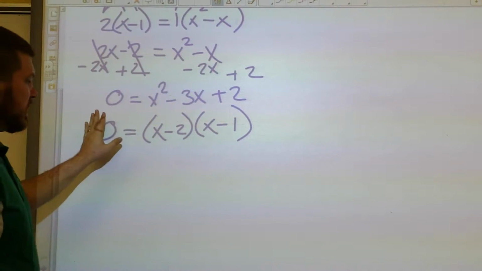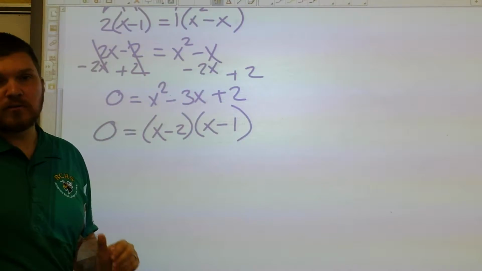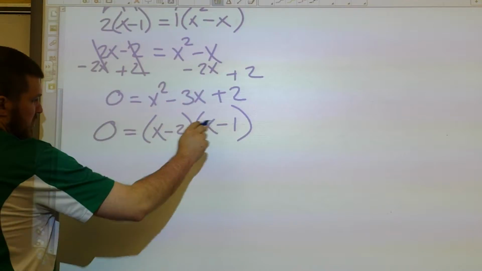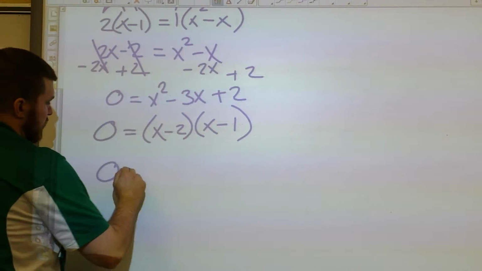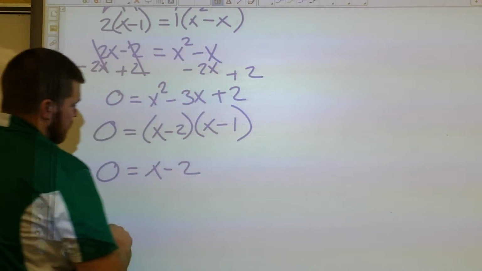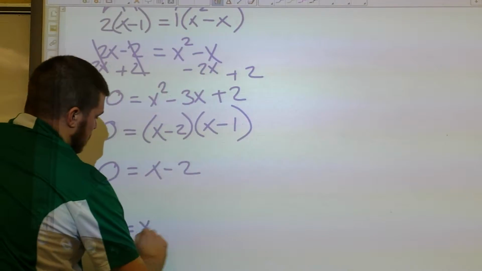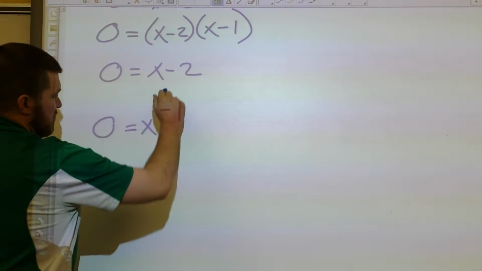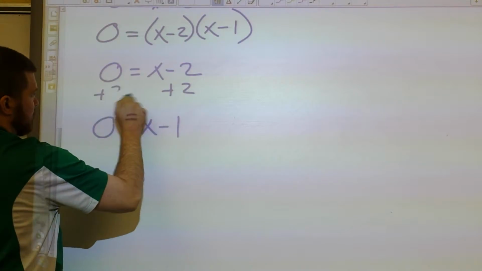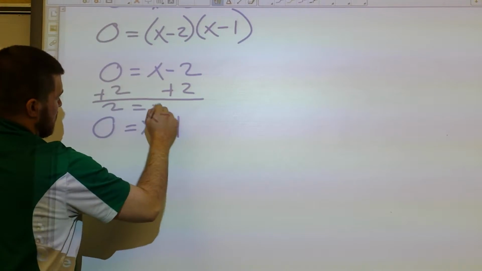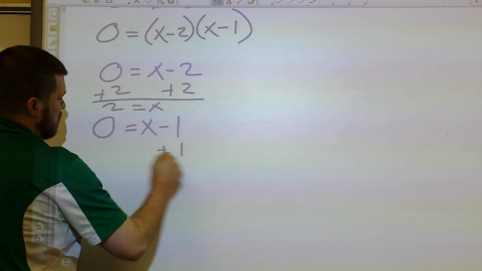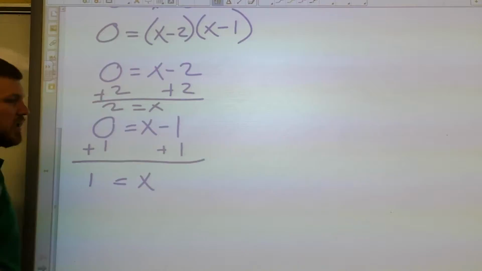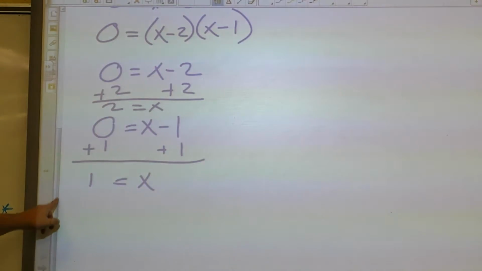Now I have everything equal to 0, so that means I can use the zero product property, which lets me split this up into 2 smaller equations. So 0 equals x minus 2 and 0 equals x minus 1. What we want to do is solve each of these equations now. So just say plus 2, so x equals 2, and then plus 1, so x equals 1.